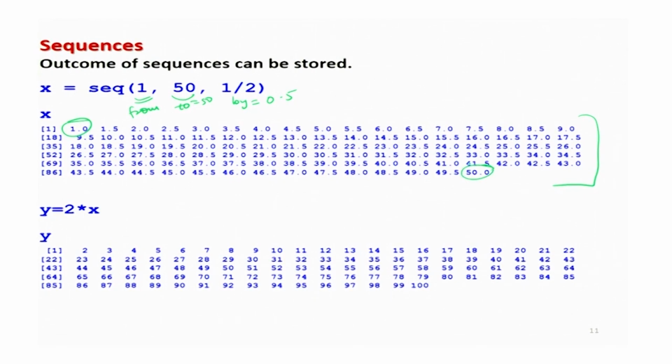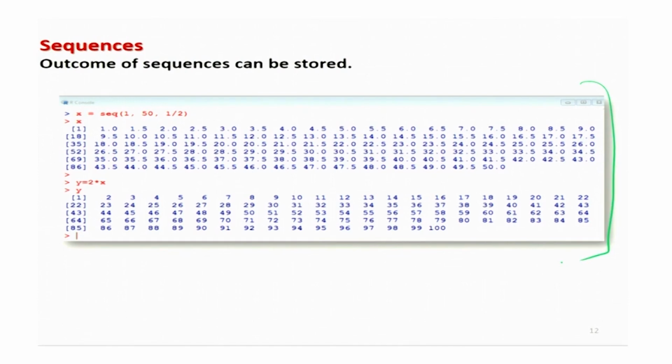Now I multiply all the values in the sequence by 2, and I store them in a new variable y. So I write y is equal to 2 into x. You can see that all these values are multiplied: this is the value 1 which is multiplied by 2, this is 2, and similarly this is the value 2.5 which is multiplied by 2, this gives you the value 5. Finally this 50 value is multiplied, and this is 100. So you can see the outcome of the sequence can also be stored in some variable, and this is the screenshot of the same operation.